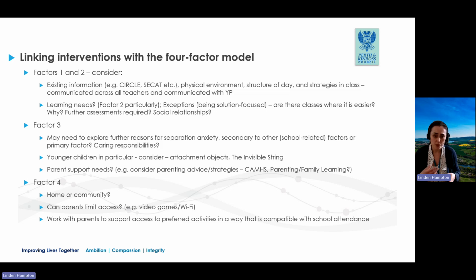Finally, factor 4, home or community factors. Is this something that's happening in the home? Can parents or caregivers limit access to things like video games, Wi-Fi, etc.? Could you work with parents to make sure that young person is accessing their preferred activities in a way that's compatible with school attendance? Is there a way of prioritising their interests that supports them to be in school? It could be put in place as part of an incentive or reward system, for example, if that was something really important to them.